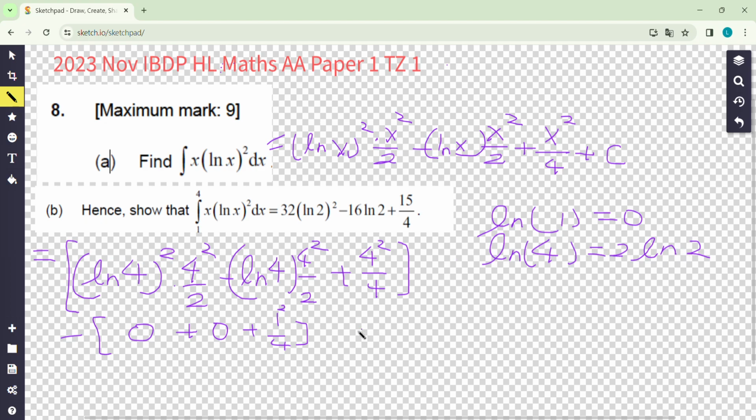Remember log 4 is 2 log 2, so the first term becomes 2 squared, 32, so it becomes 32 log 2 all squared, and then this one is 2 minus 16 log 2. The last one is 16 over 4 minus 1 over 4, it became a minus, so it's 15 over 4.